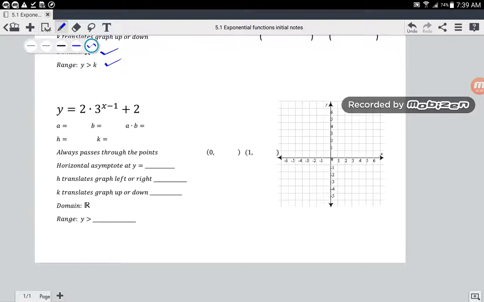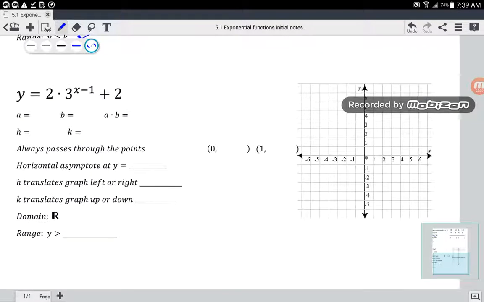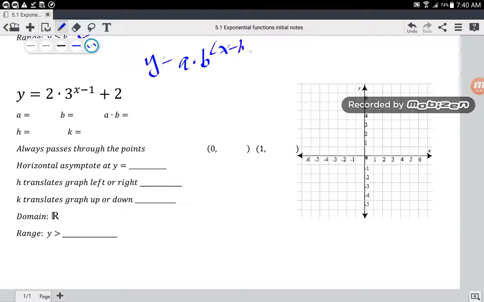So here's an actual example. Given this equation, y equals 2 times 3 to the x minus 1 plus 2, the standard form is a times b to the x minus h plus k. So a is going to be 2, the number in front, the initial value. 3 is b. B is always the number that's raised to a power.